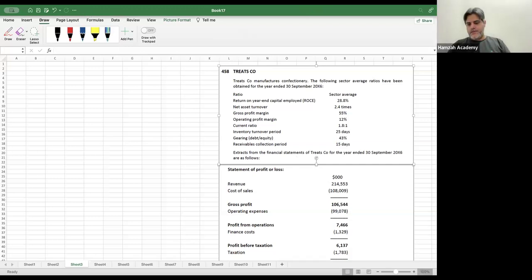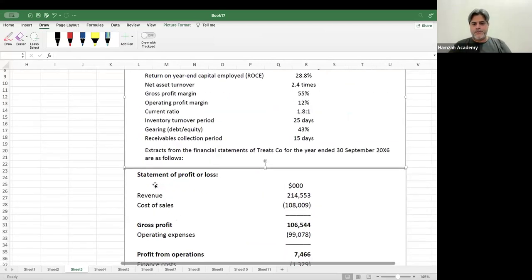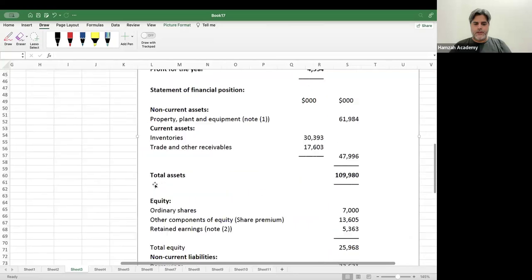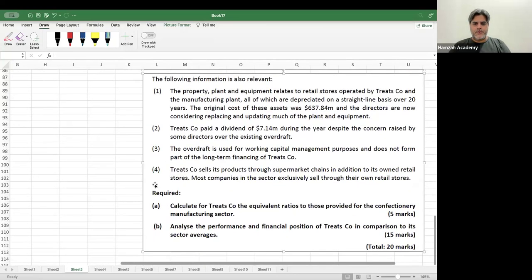Okay, so we have this next question now, and that is the Treats Company. Treats Company manufactures confectionery. The following sector average ratios have been obtained for the year ended 30th September 26. We have a number of ratios, the extract of the financial statements of Treats Company, the statement of profit or loss, then the financial position, then the following points 1, 2, 3, 4. Now, calculate for Treats the equivalent ratios to those provided for the confectionery manufacturing sector.